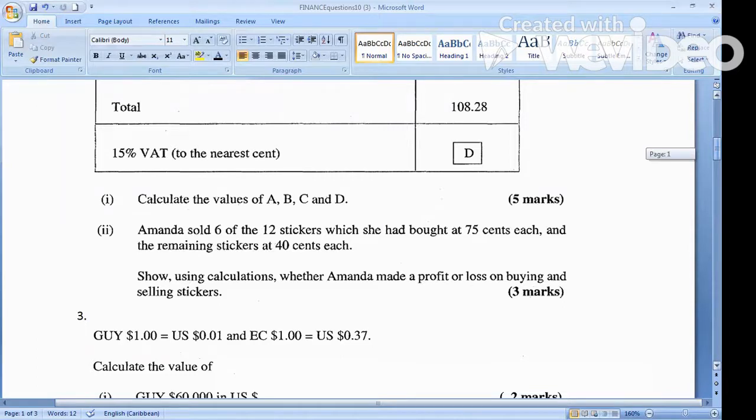So sir, first you would multiply 6 times the 75 cents. And then I do the 6 times the 40 cents. Very good. Why would you do that, by the way? Because a different price you sell the next 6 for, sir. So ultimately, we're trying to find the total selling price. Yes, that's what we want to do.